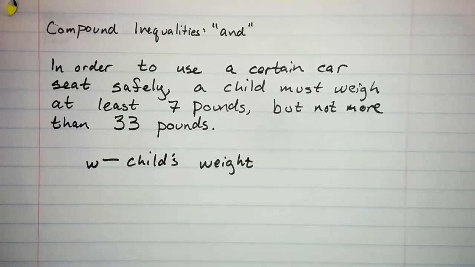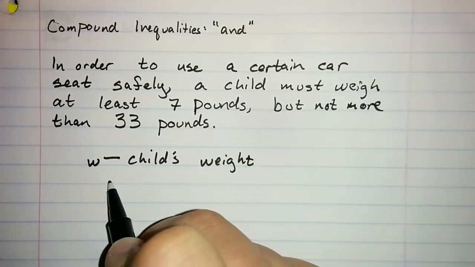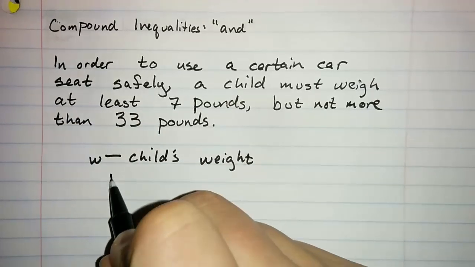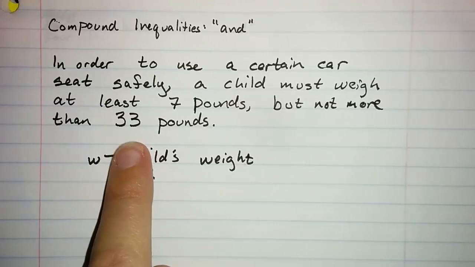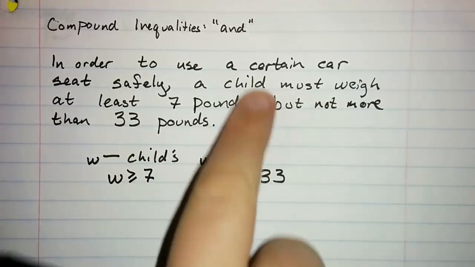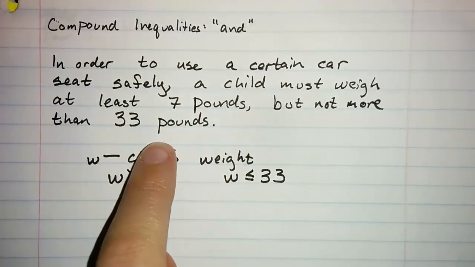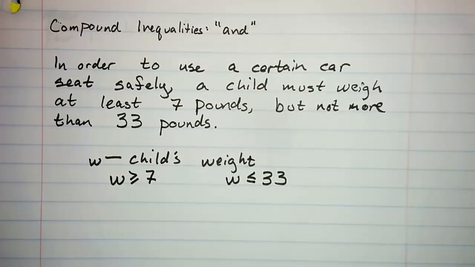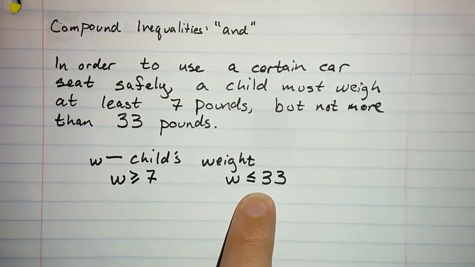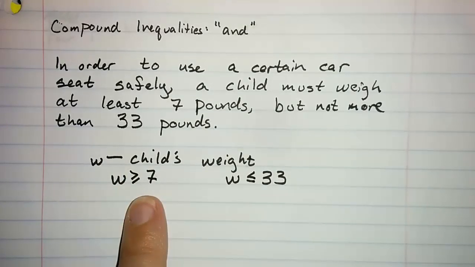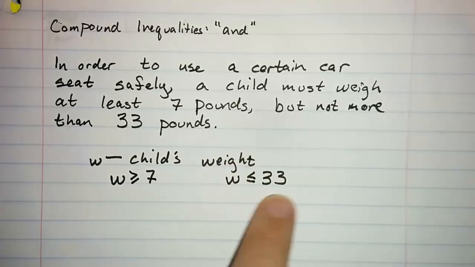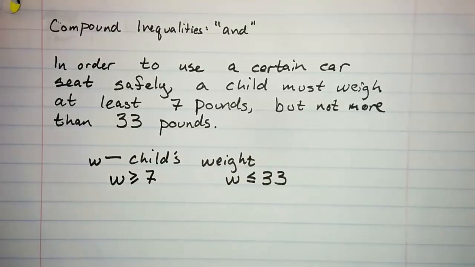The child must weigh 7 pounds, at least, right? So that means greater than or equal to, but not more than 33 pounds. And the child must follow both of these rules at the same time. So a child that weighs 2 pounds weighs less than 33 pounds, but he doesn't weigh more than 7. A child that weighs 50 pounds weighs more than 7 pounds, but he doesn't weigh less than 33.